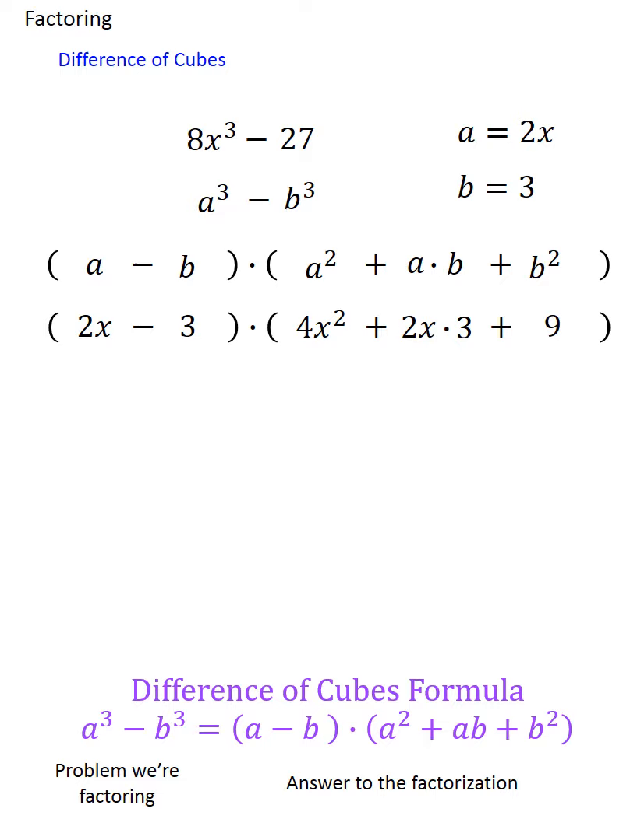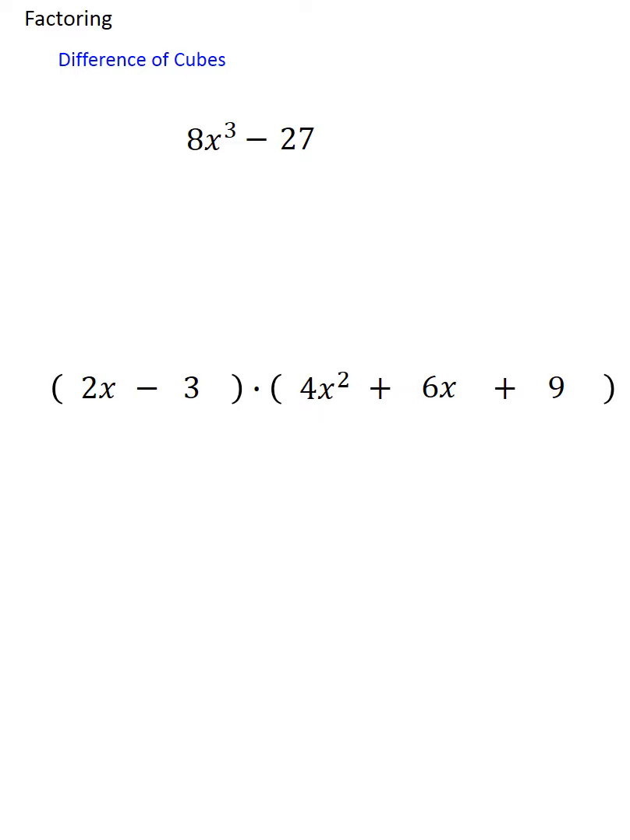Well, that's pretty much it, except for this one term right here. It's the only simplifiable term in the whole problem. That obviously works out to 6x. Everything else stays the same, and that is our factorization. Problem and answer.